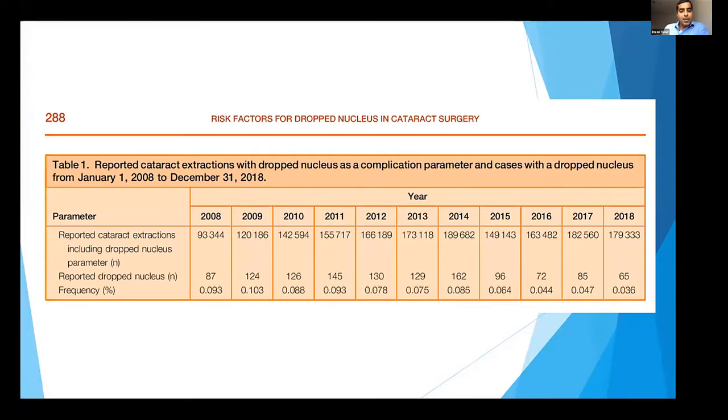And what they say in the paper is that over time, they feel with this particular data that the frequency of dropped nucleus is reducing over time. They don't represent this graphically, but just by virtue of this table, you could probably just about agree with that.